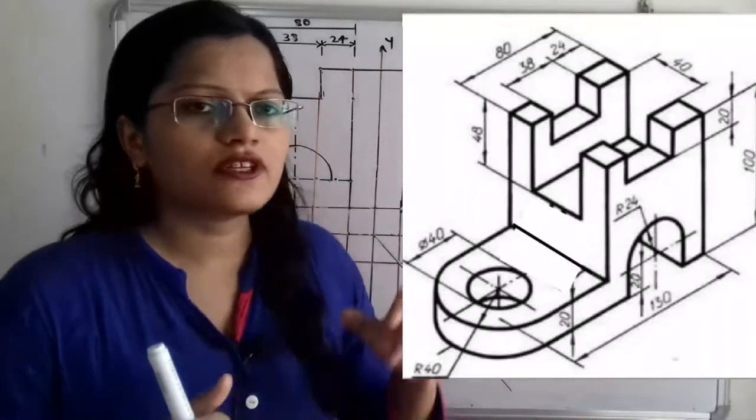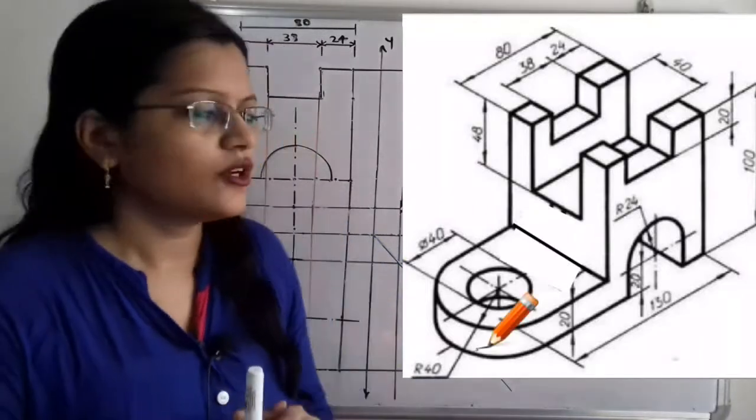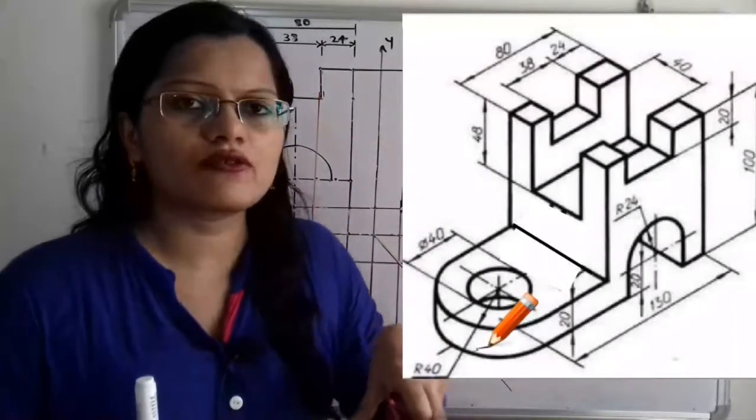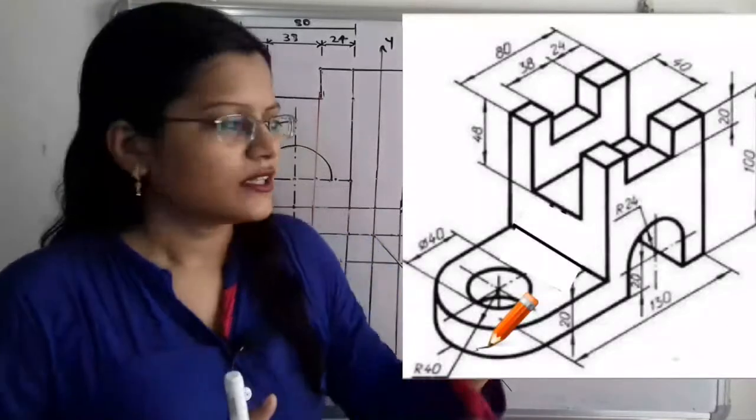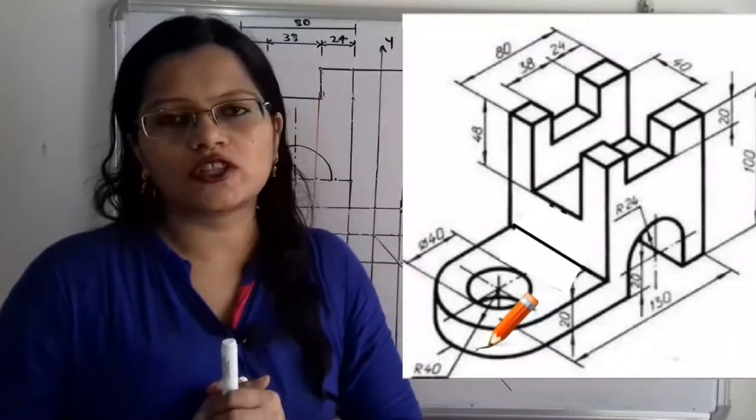When we observe this object from the top, which structure can we observe? We can observe a semicircular arc on the base. Then we can also observe four blocks. Now we have to draw this structure.